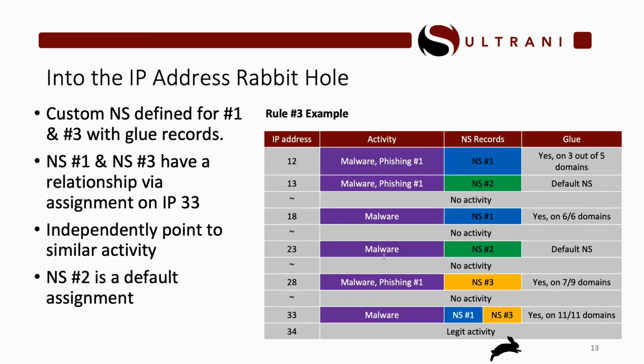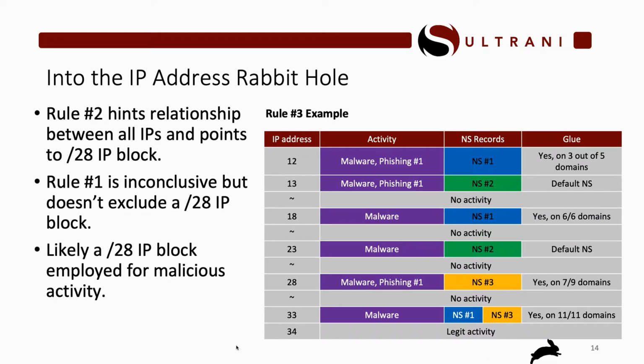Now, because there's malware here, and we also have default name server assignments on these IP addresses, we can imply a connection. We can infer that there's a connection there based on the facts we're seeing. That this block probably is all a singular block owned by one person or one group.